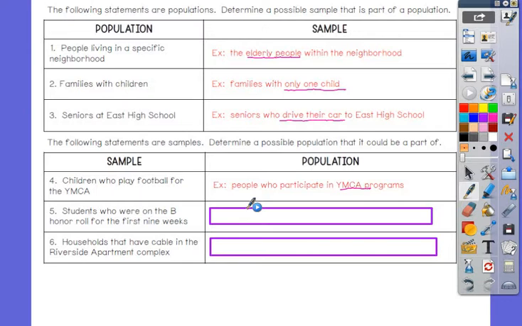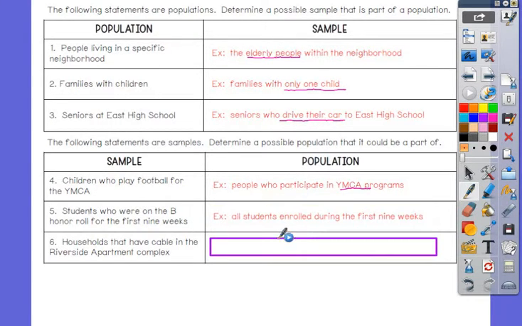Number 5 says, students who were on the B honor roll for the first 9 weeks. So they had honor roll with straight B's. What would be the whole population of that? The students. What kind of students? Students who made honor roll. Students enrolled in the first 9 weeks. All students in the first 9 weeks.